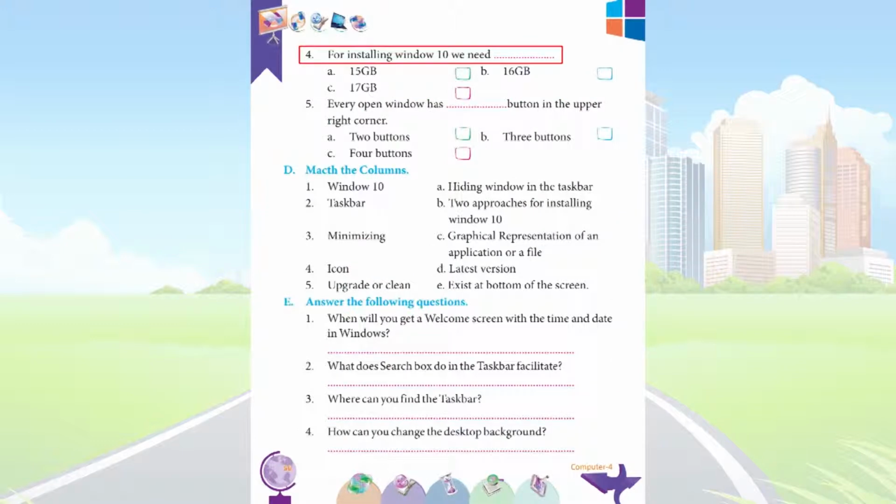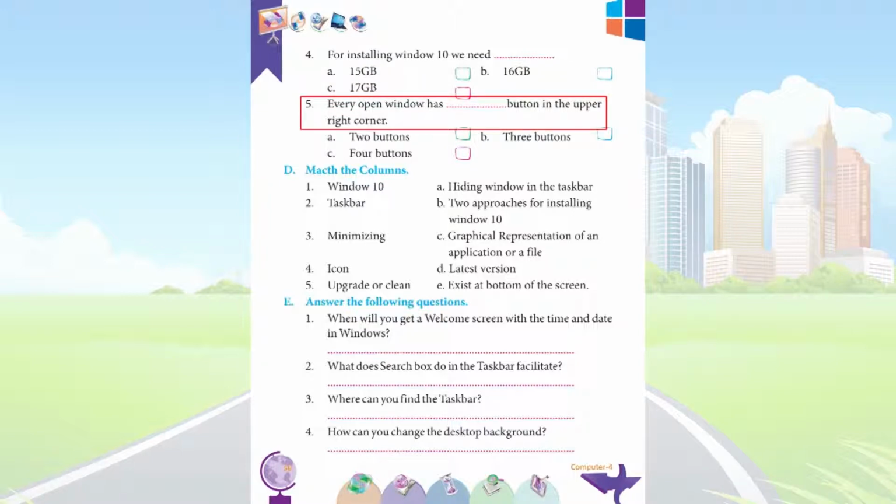4. For installing Windows 10, we need dash. A. 15 GB. B. 16 GB. C. 17 GB. 5. Every open window has dash button in the upper right corner. A. 2 buttons. B. 3 buttons. C. 4 buttons. D. Match the columns.